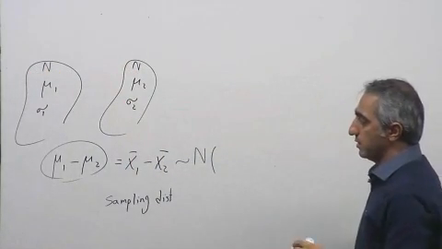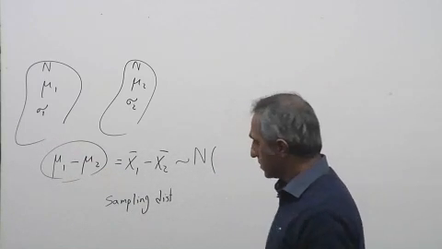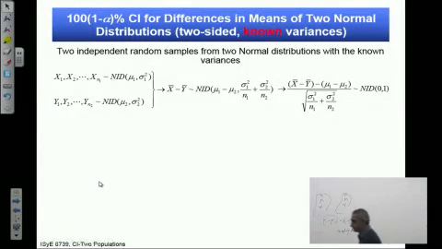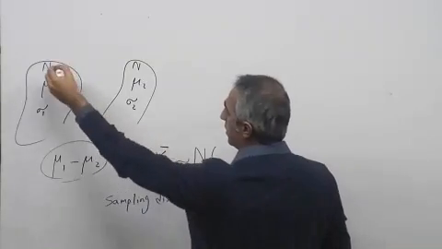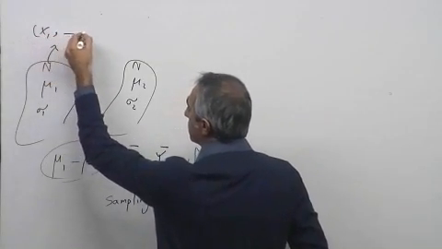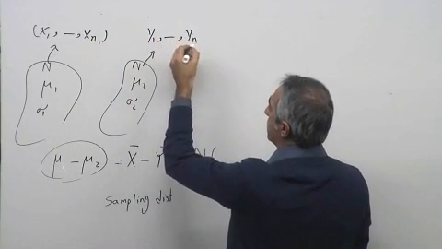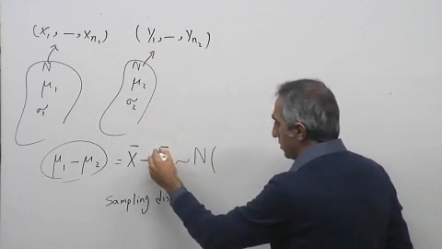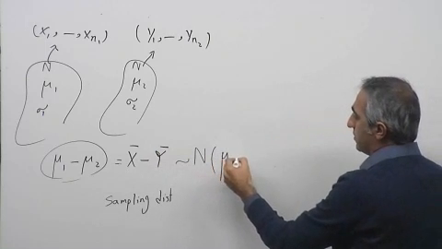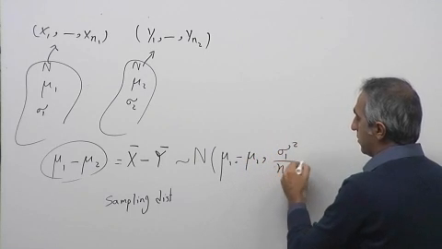And we also assume that the random sample, let me use the same notation, X bar and Y bar. We have two random samples with different sizes. This follows a normal distribution with the difference of mu's, and the variance is the summation of variances.